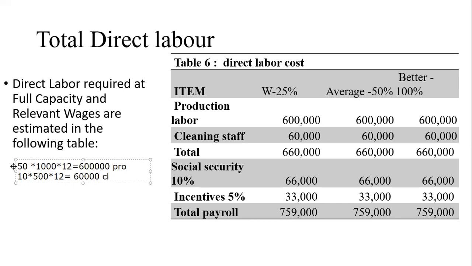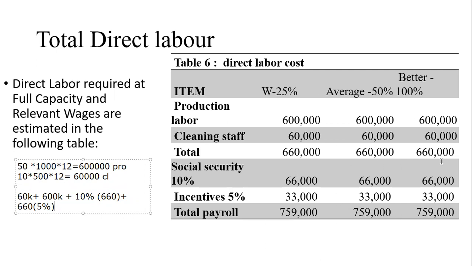After that, when we calculate the 600K, we are going to add over it 10% from the total amount, which is, for example, 660, plus 5% incentive from the 660. Then we will receive the total payroll and the total amount of wages for these workers.